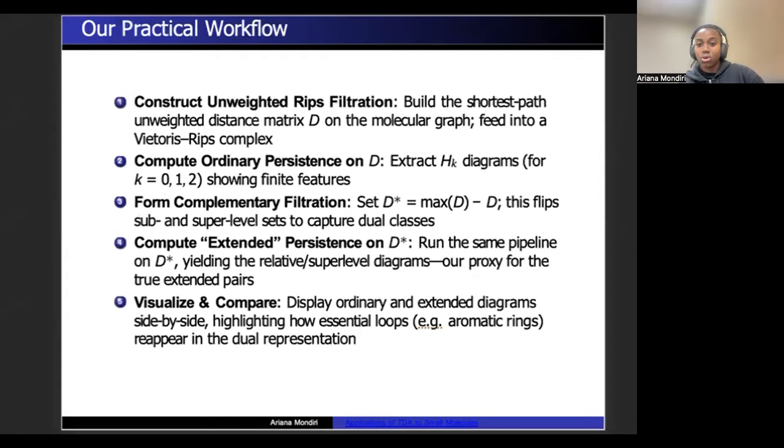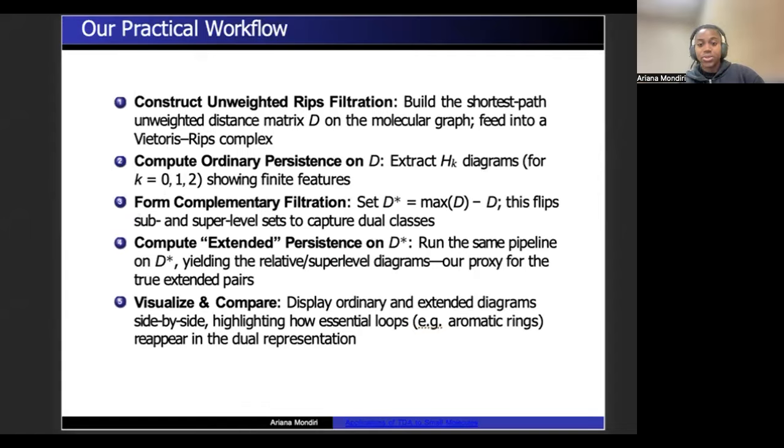So here's a practical workflow for information. At the end of the slides, there's a link where you can access the code and our implementation. Everything is done using Python and the Ripser library. We start by constructing an unweighted Rips filtration, and then we compute ordinary persistence. We form the complementary filtration, and then we compute extended persistence, and then we visualize and compare.